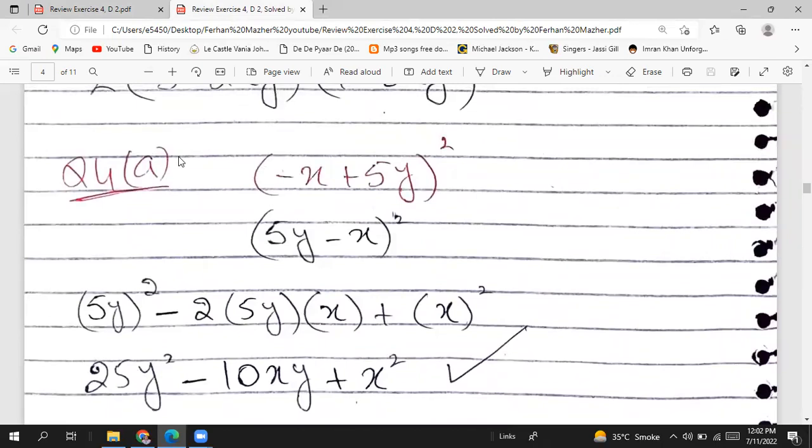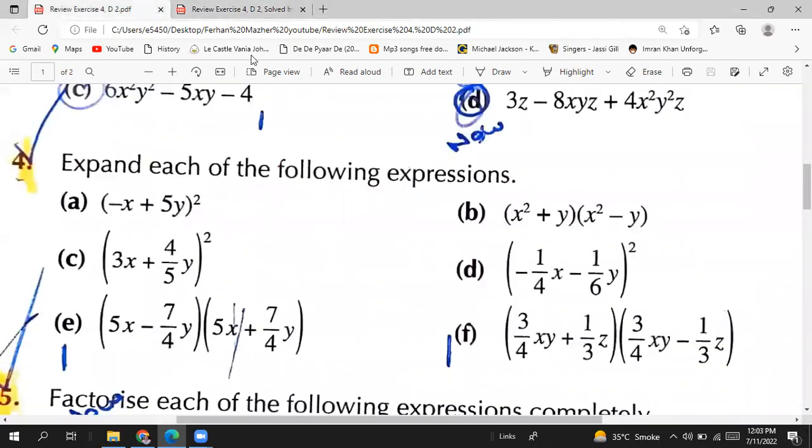So I will use the formula a minus b whole square is equals to a square minus 2ab plus b square. Square of the first term minus 2 into first term into second term plus square of the second term. So we will have 5y whole square minus 2 into 5y into x plus x square. It will be 25y square minus 10xy plus x square. So this is how you will use the algebraic identity to expand it, to open it. And I hope you understand.